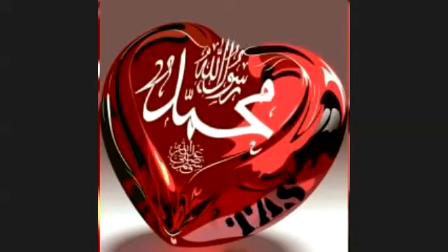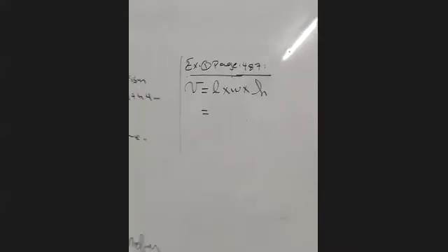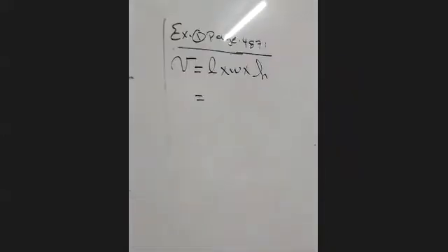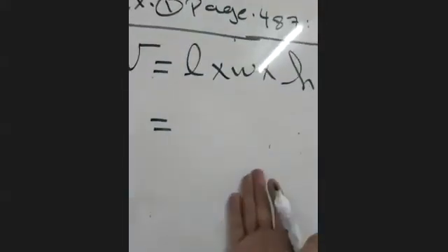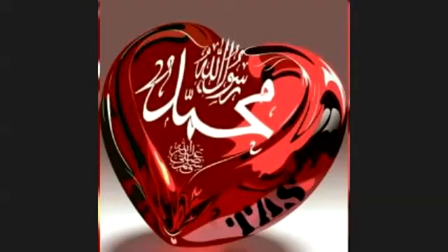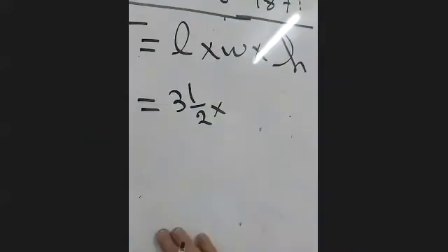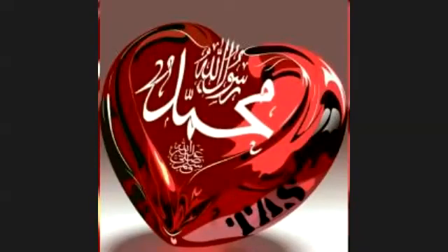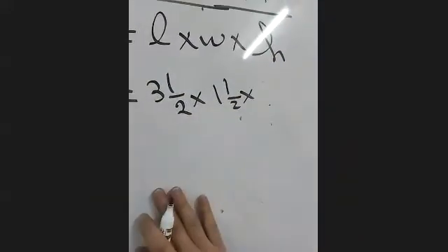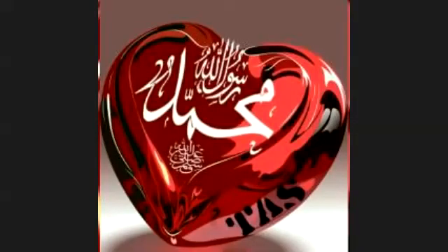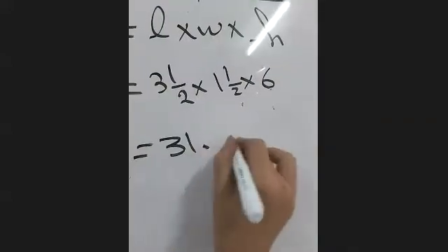No. The length is not 6. Is this line here the length? No. What's this? 3.5. What's the length? Focus. 3.5. It's easy. Multiply. What's the width? 1.5. What's the height? 6. Is this difficult? No. Multiply these numbers. It will be 31.5.